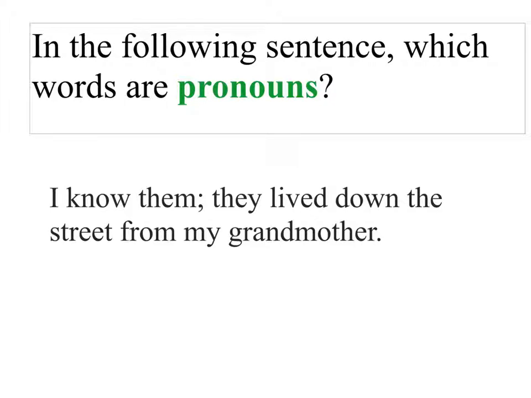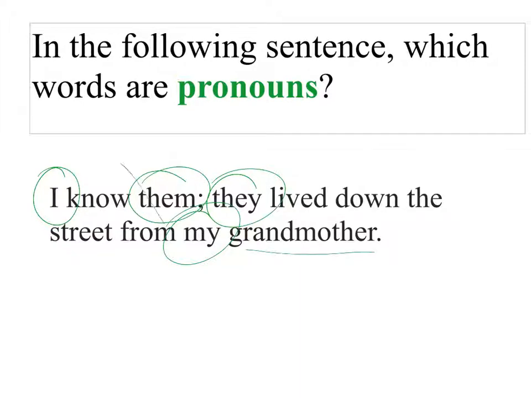All right, next sentence. "I know them. They live down the street from my grandmother." Which words are the pronouns? I is a pronoun, refers to the unnamed narrator. Them is the pronoun, refers to the people that he's talking about. They refers to those same people. And my indicates the possession of the grandmother. Whose grandmother goes back to the narrator's grandmother, my grandmother.